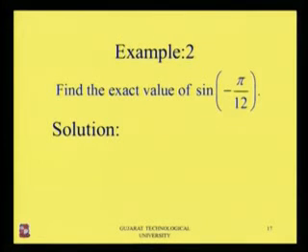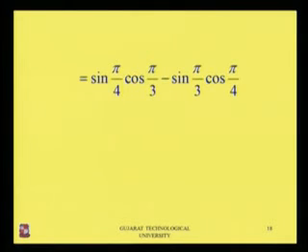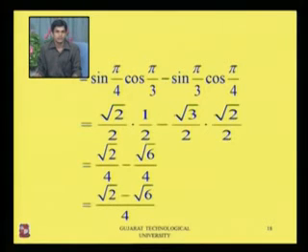We want to find the exact value of sine of minus pi by 12. That one can write as sine of pi by 4 minus pi by 3. Here we will use the subtraction formula of sine. That one can write sine alpha cos beta, that is sine pi by 4 cos pi by 3 minus sine pi by 3 cos pi by 4. Value of sin pi by 4 is 1 by root 2, or one can write root 2 by 2. Cos pi by 3 is 1 by 2. Sin pi by 3 is root 3 by 2, and cos pi by 4 is 1 by root 2. After simplifying, we will get the value root 2 minus root 6 by 4.